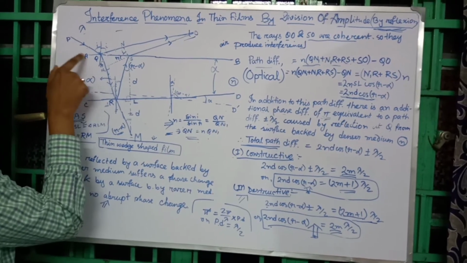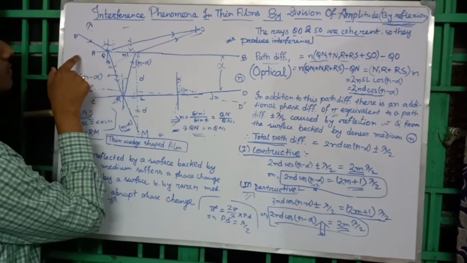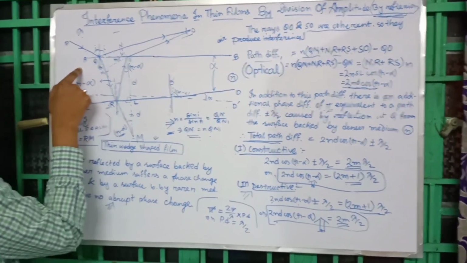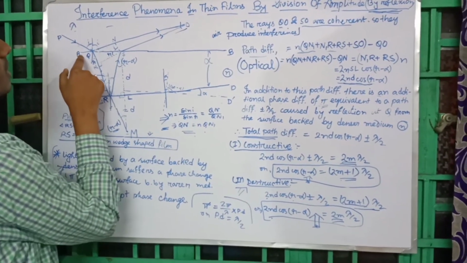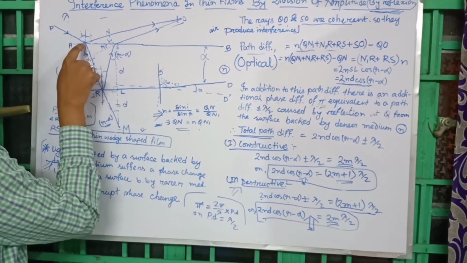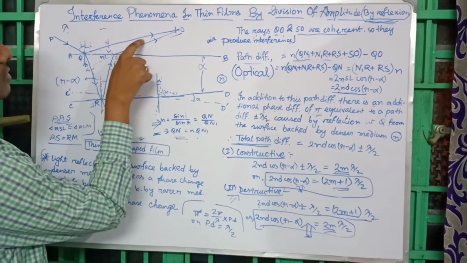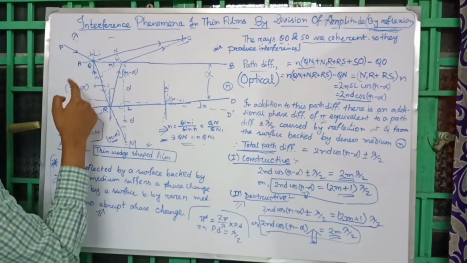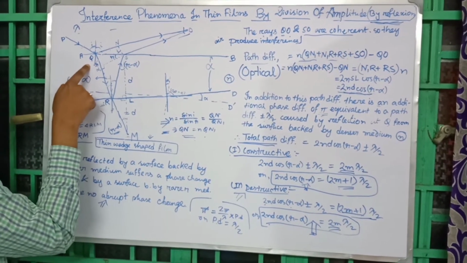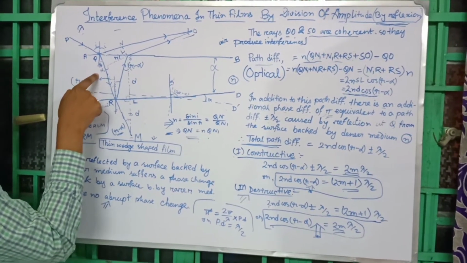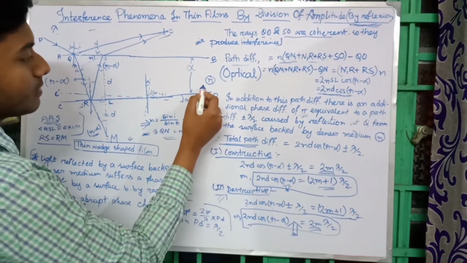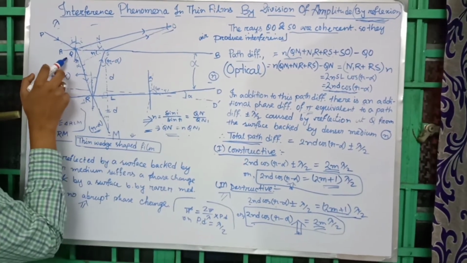lambda is incident at point Q on the surface AB. So gradually, one part of the incident ray will be reflected in this direction QO, and the another part will be transmitted through the medium of refractive index N, which is QR.